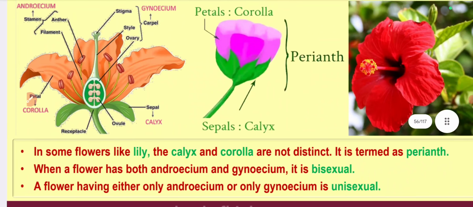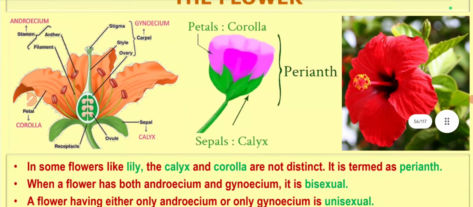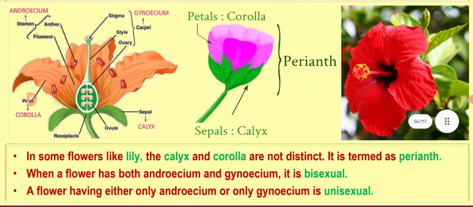Next, in some flowers like lily, the calyx and corolla are not distinct. It is termed as perianth. Now in some flowers, calyx and corolla are not distinct. You cannot identify which one is the calyx or which one is the corolla. So it is termed as perianth, a non-reproductive part of a flower consisting of floral leaves surrounding the androecium and gynoecium.